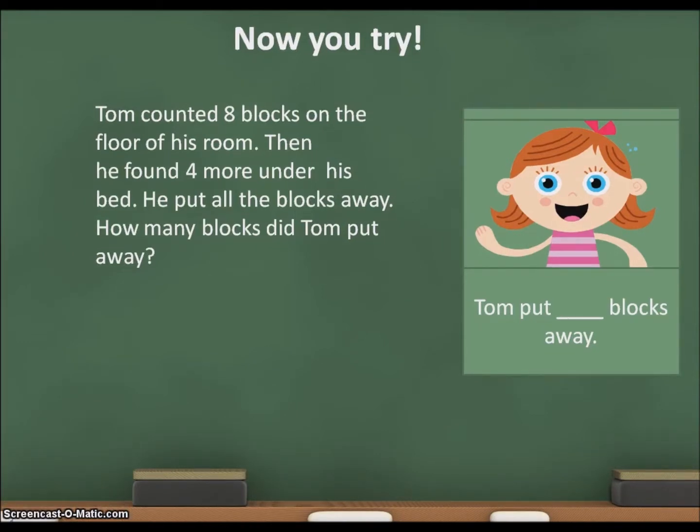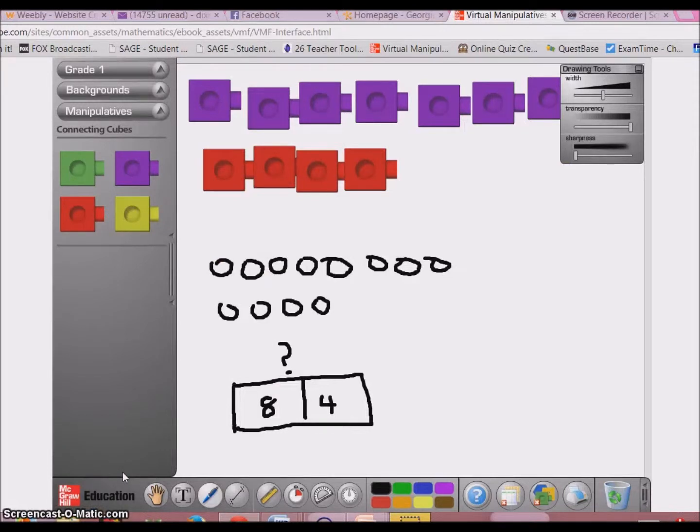Welcome back. I trust you now have a great-looking model. Let's see if you are on the right track. First, I hope you picked out the important information. That Tom counted 8 blocks on the floor and 4 more blocks under the bed. Let's look at the different things you might have done. You might have used connecting cubes like this.